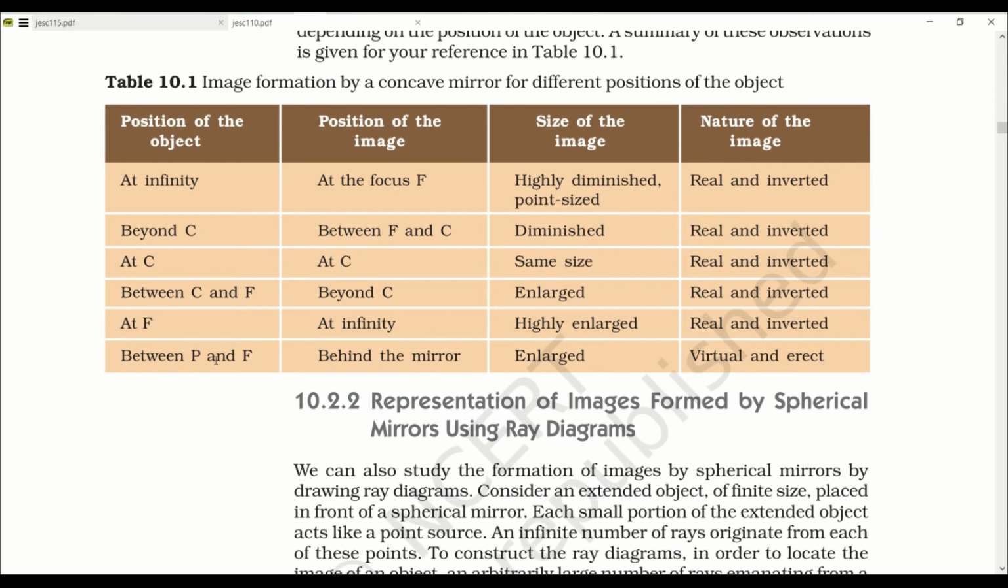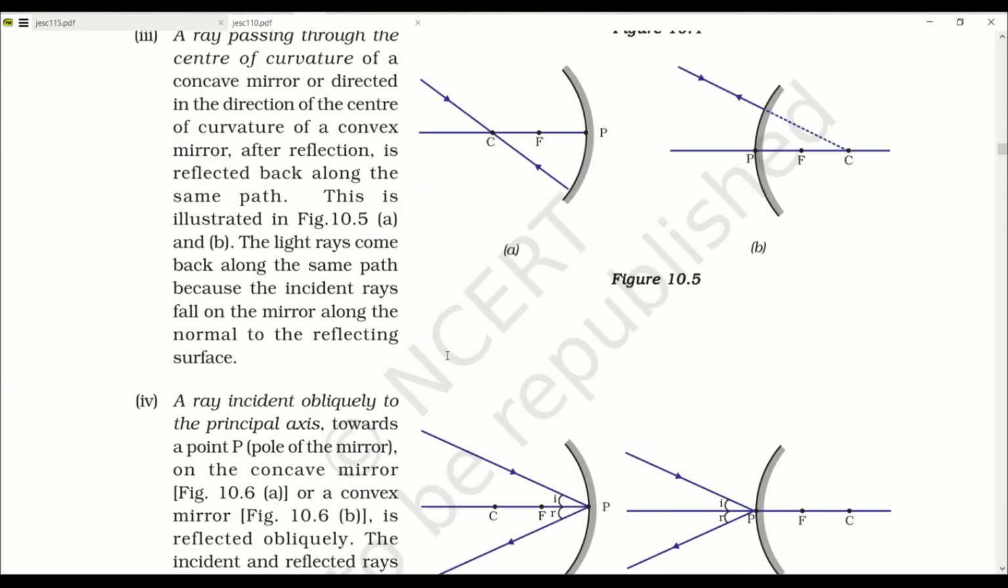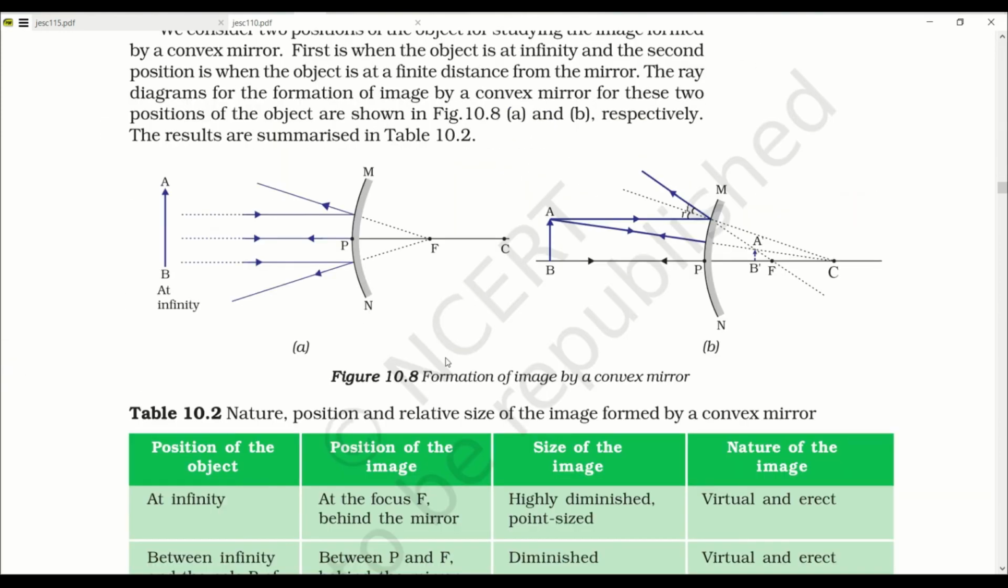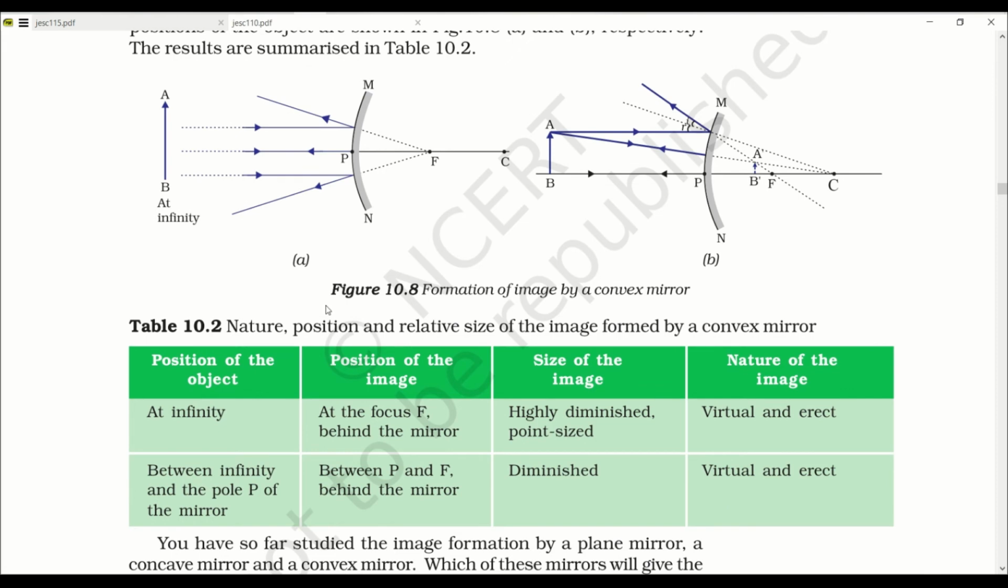This is the only situation in concave mirror where you will find the image to be virtual and erect and that behind the mirror. In all the other 5 cases, it would be in front of the mirror. In the same way, you have 2 image formations by convex mirror. Here you can find only 2 situations. One situation is when the object is at infinity. So when the object is at infinity, we will still consider that the image is at focus and it is behind the mirror, highly diminished point size, virtual and erect.